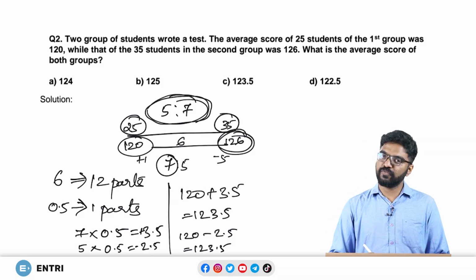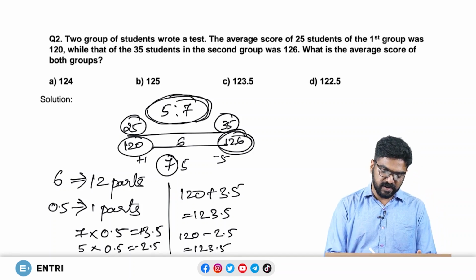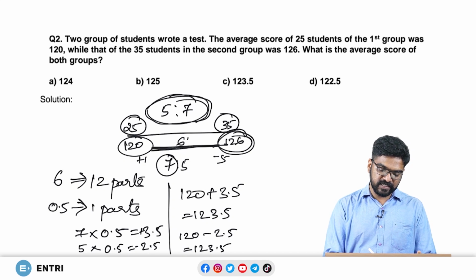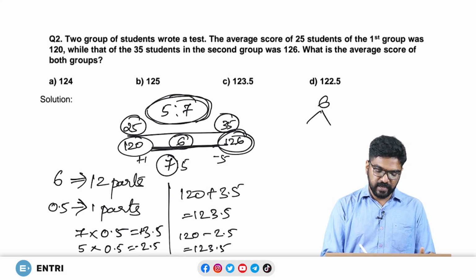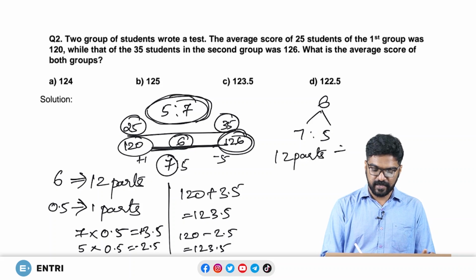Right now, in order to find the average of these groups combined, what we do is we need to take the difference between the average value, which is equal to 6, and this 6 has to be divided in the ratio 7:5 or 12 parts. So 12 parts will be equal to 6. So one part will be equal to 0.5.